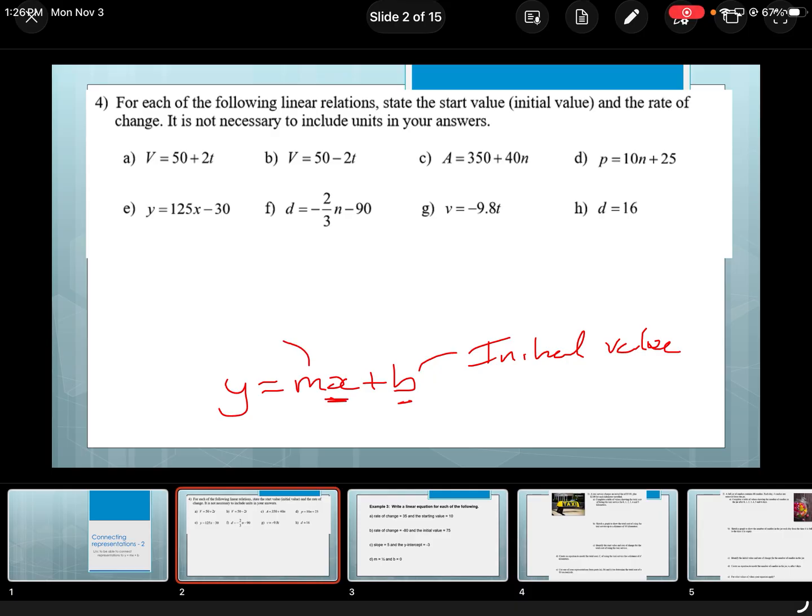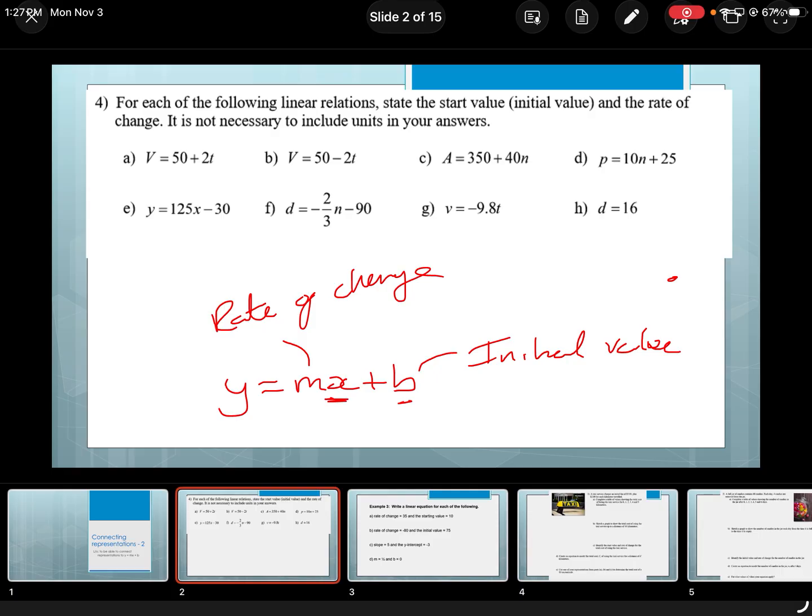this one here is called the slope, or the rate of change. So the initial value is the number on its own. The rate of change is the number with the other letter, if you will, so it'll be like x or t or whatever. If we look here, I'll make red be the rate of change, and I'll make blue be the initial value.